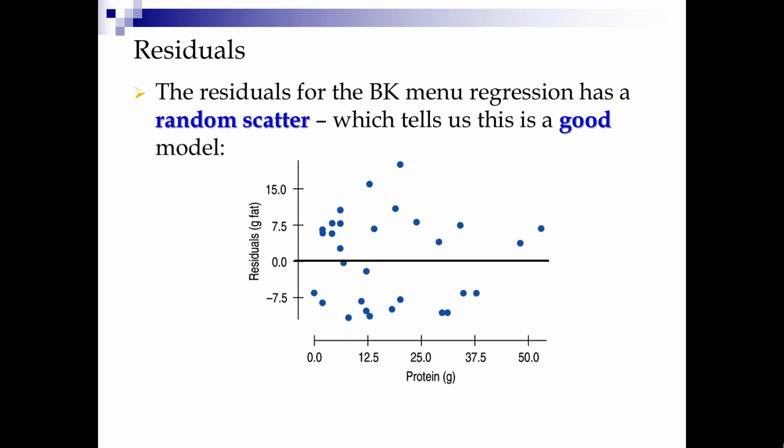So here's the residual plot for Burger King's menu. The regression shows a random scatter, which tells us that the LSRL is a good model and that the data is linear. The relationship between grams of protein and grams of fat does seem to have a linear relationship.